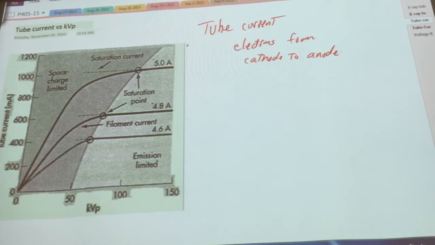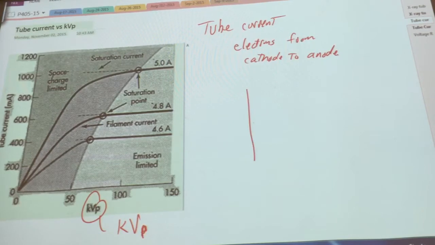So our tube current is on the vertical axis, and what's on our horizontal axis? Something labeled kVp. It's voltage, not only volts, it's kilovolts. kVp is kilovolts peak. What are they talking about in these different kilovolts peak? Volts in the anode.